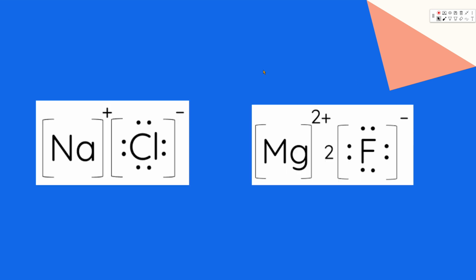Here you have an example of sodium chloride. Sodium has a charge of +1, so it lost an electron, while chloride gained an electron due to its -1 charge. Same over here with magnesium fluoride. Magnesium has a charge of +2, so it lost 2 electrons. Over here you have 2 fluoride ions. Each of these gained 1 electron, so it adds up to a -2 charge, and +2 plus -2 gives you a total of 0.